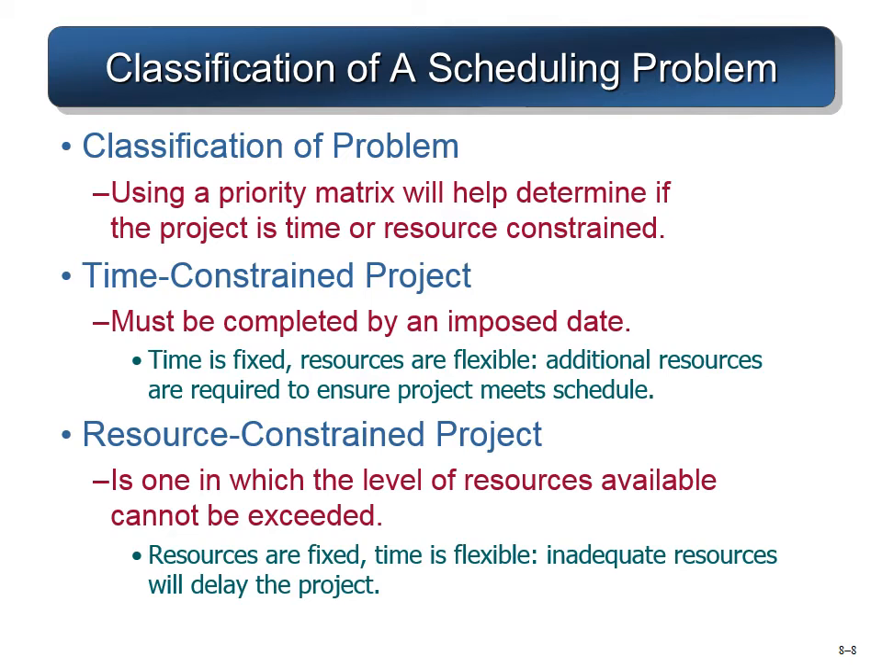Classification of a scheduling problem using a priority matrix, which will help determine whether the project is time or resource constrained. There are some projects in which if it is delayed, there is a huge penalty. So that's a time constraint. There are projects where time is not that important, so it has a resource constraint. So with a time constraint, time is fixed and resources are flexible. On the other hand, if the resources are fixed and the time is flexible, then you have to decide the project based on the available resources.